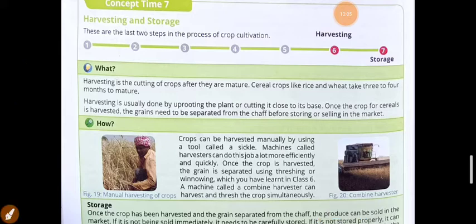There are also machines called harvesters, and another machine, the combine harvester. The harvester will directly cut the crop and store it, and it is very quick. The combine harvester will harvest the crop as well as thresh it simultaneously. It will separate the chaff and the grains from each other. You already know that when the crop is harvested, by the process of threshing or winnowing we separate the chaff and grain, right?